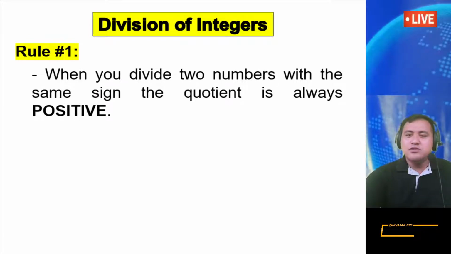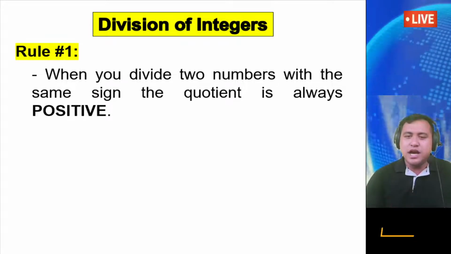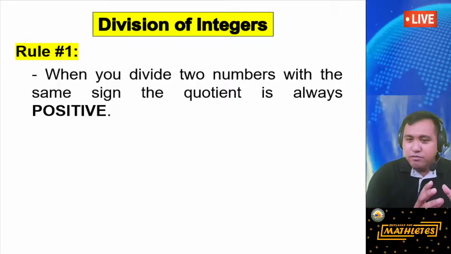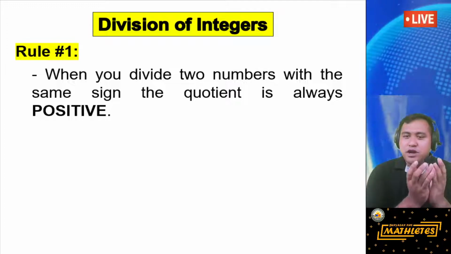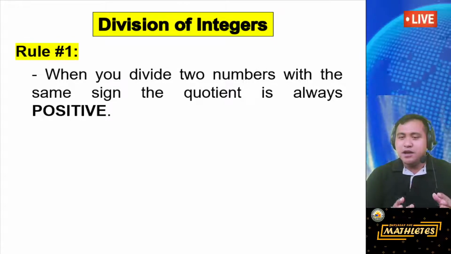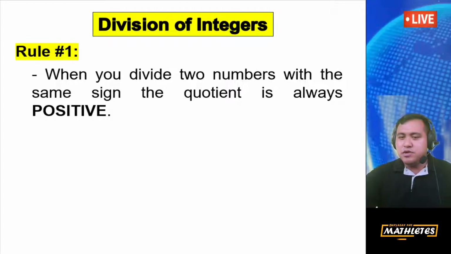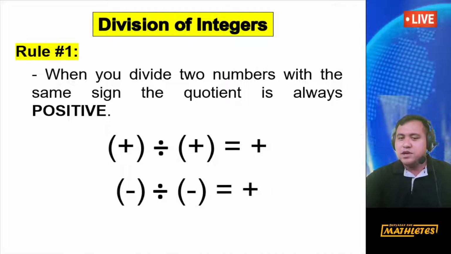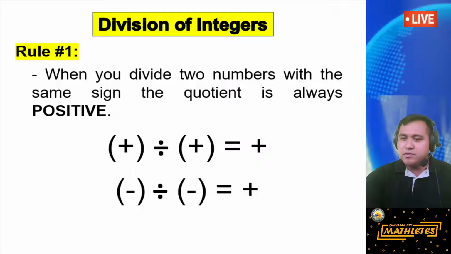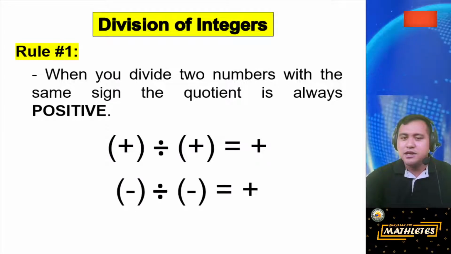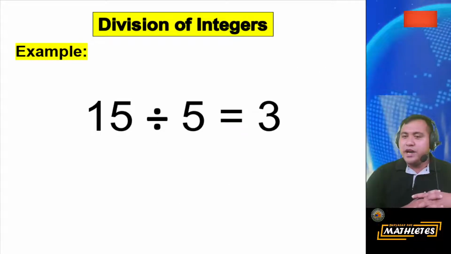So, rule number 1, when you divide two numbers with the same sign, the quotient is always positive. Now, the rules for division of integers and the multiplication are the same. Pareho sila. So, when you divide two numbers with the same sign, the quotient is always positive. So, pareho positive gi-divide, ang answer positive pareho. Okay, pareho sila sa multiplication, di ba? Okay, pareho ruling.